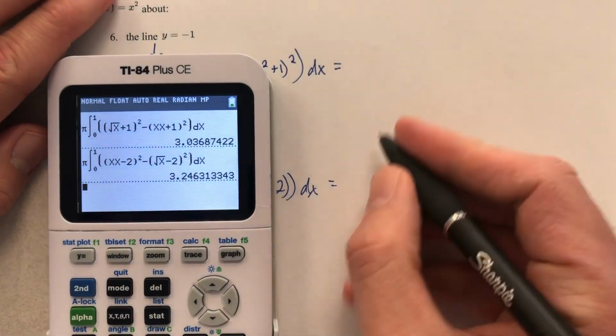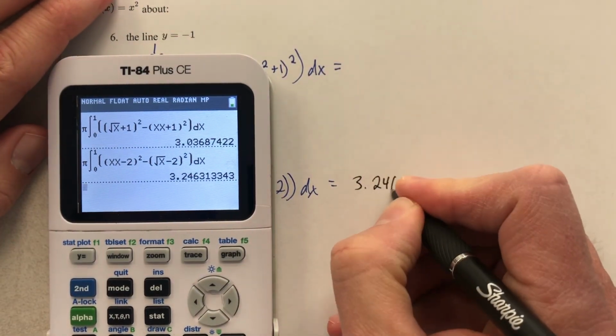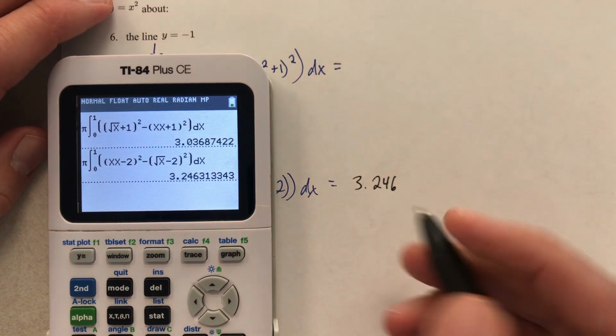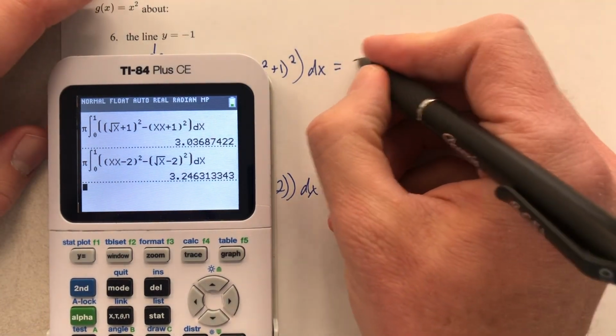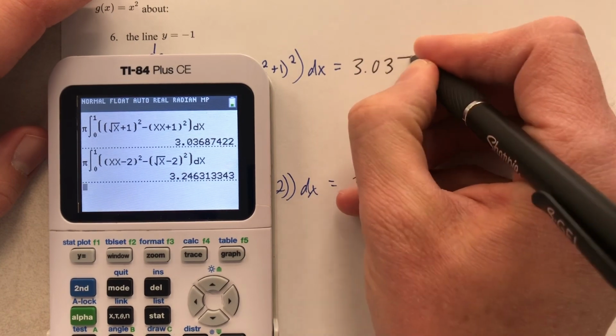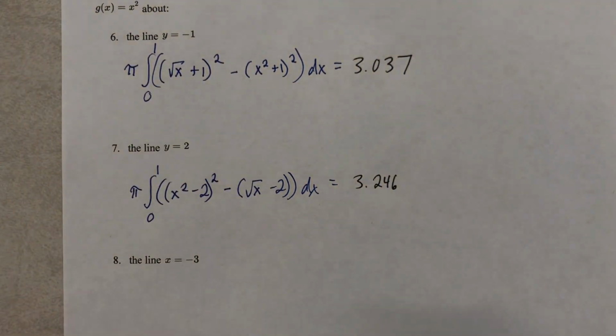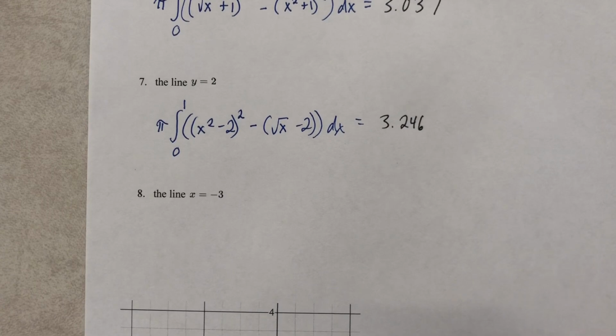And now we're going to get to the really hard ones. 3.246 is this one. Ooh, wrong color. That one's blue and that one's black. Oh well. 3.03, to start all over now. Mess up the whole color scheme. Okay, now things get crazy.